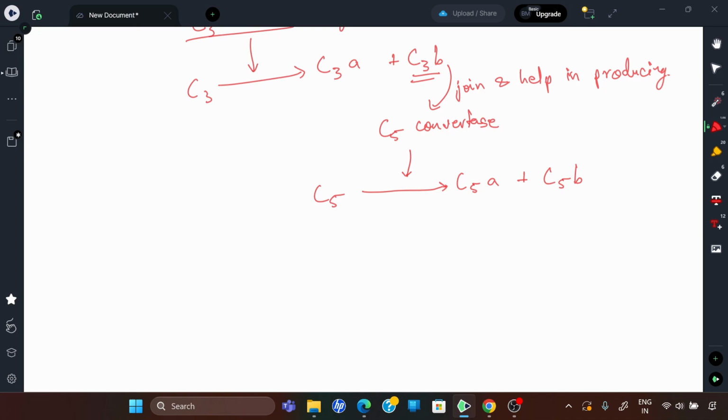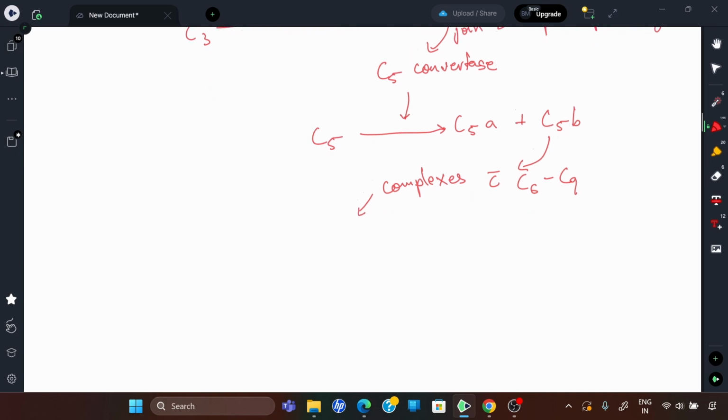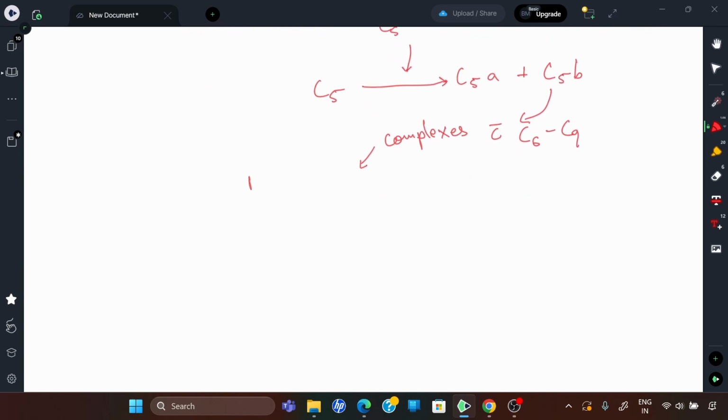What C5b does is that it complexes with complement C6 to C9. All these complements form a complex, and that complex is known as the membrane attack complex, the MAC.